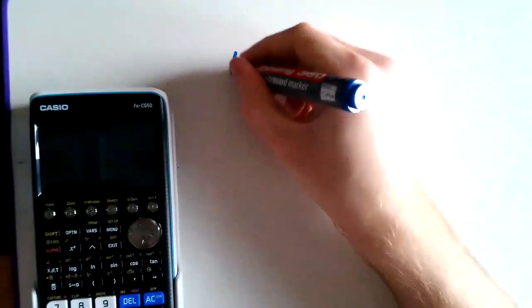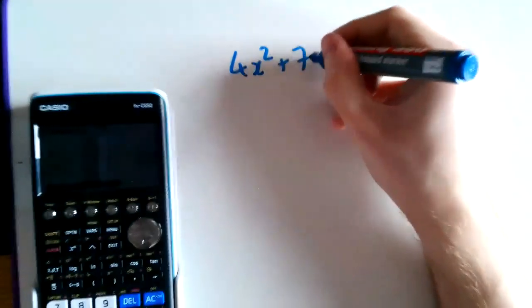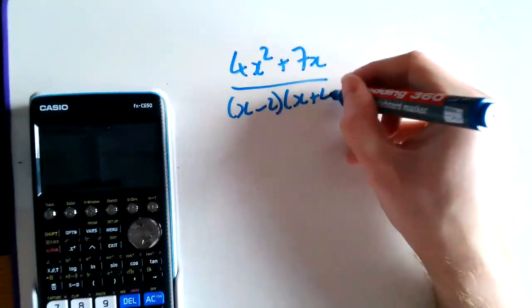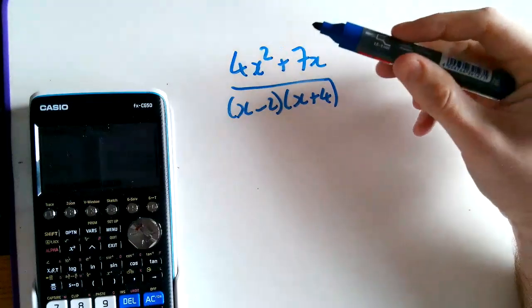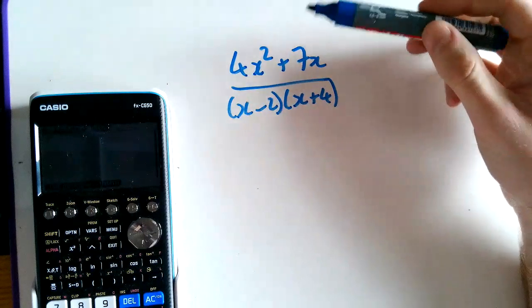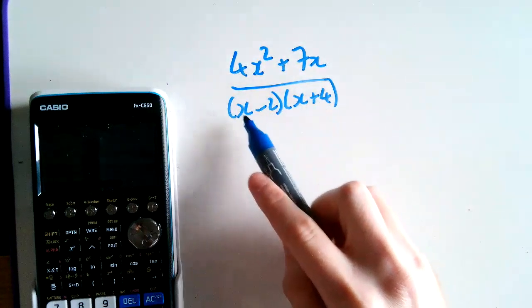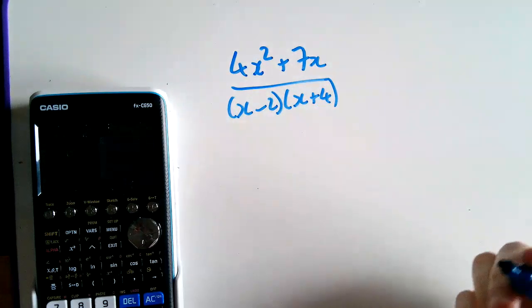Third one, partial fractions. So 4x squared plus 7x over x minus 2, x plus 4. Okay, now remember before we rush into it, we look at degrees. So the degree on the top is 2, and the degree on the bottom would be 2 as well, because of the x squared. So it's an improper fraction.